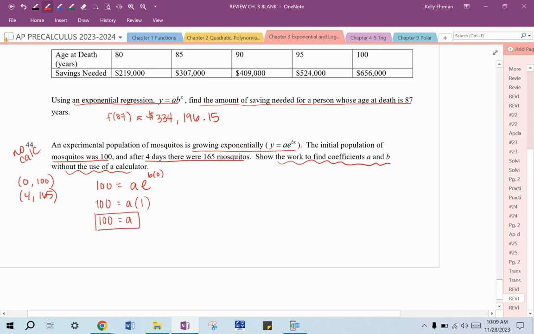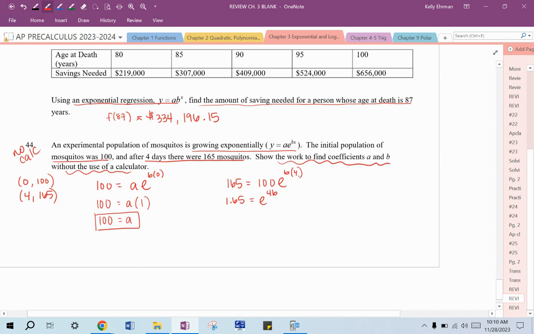Show the work to find B. Well, now that you know A, you'll be able to find B. So plug in the other point. 165 is Y. A we now know is 100. E to the B times X is 4. And then solve this equation. So divide by 100. 165 divided by 100 is 1.65.